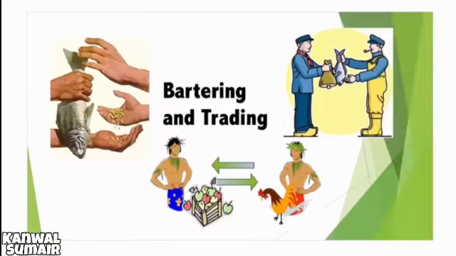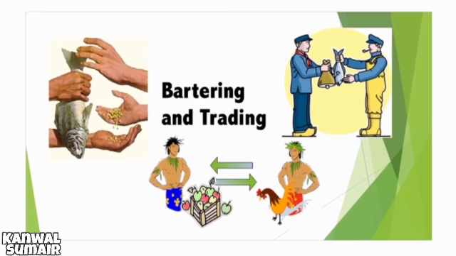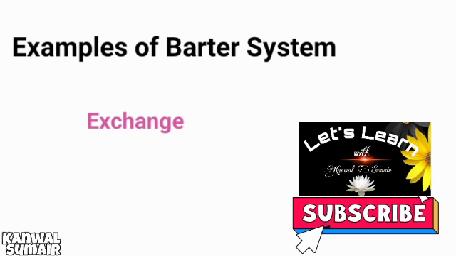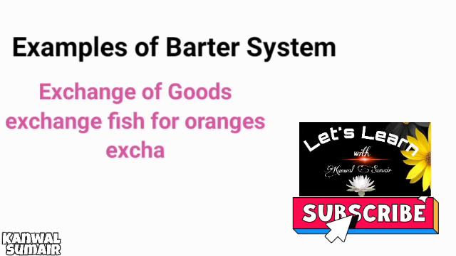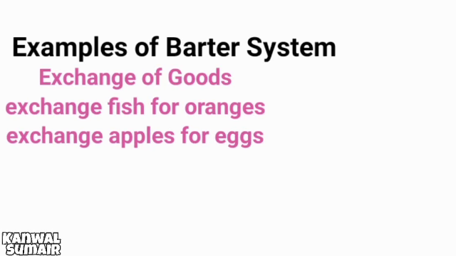Now let's have a few examples of the barter system. Let me give you the examples of goods first. For example, Anas has got fish and he needs some oranges. On the other hand, Sajid has got oranges and he needs fish. So what will happen? They both will exchange the things with each other and they will get whatever they needed. Anas will get oranges and Sajid will get fish.